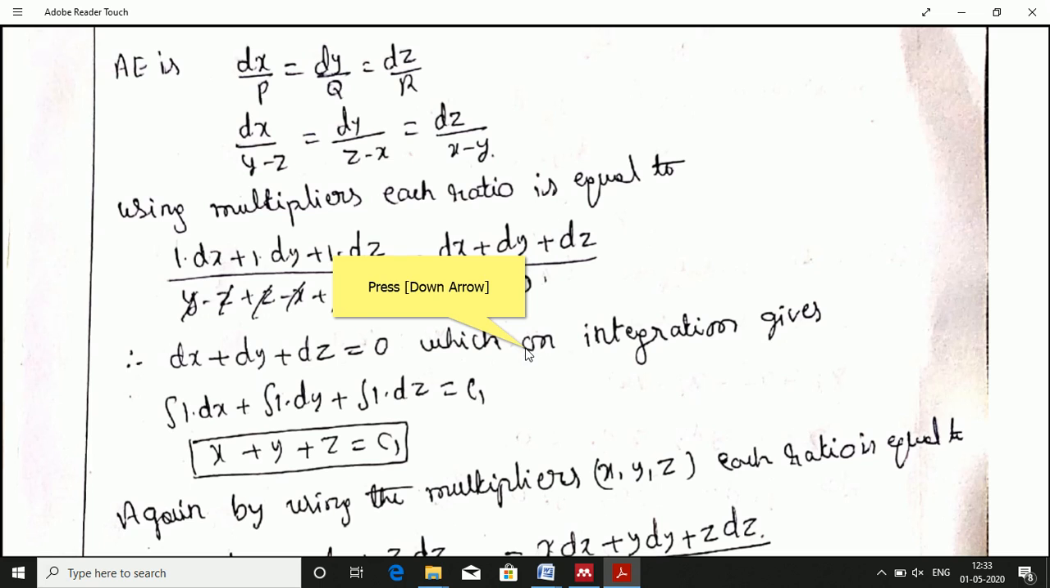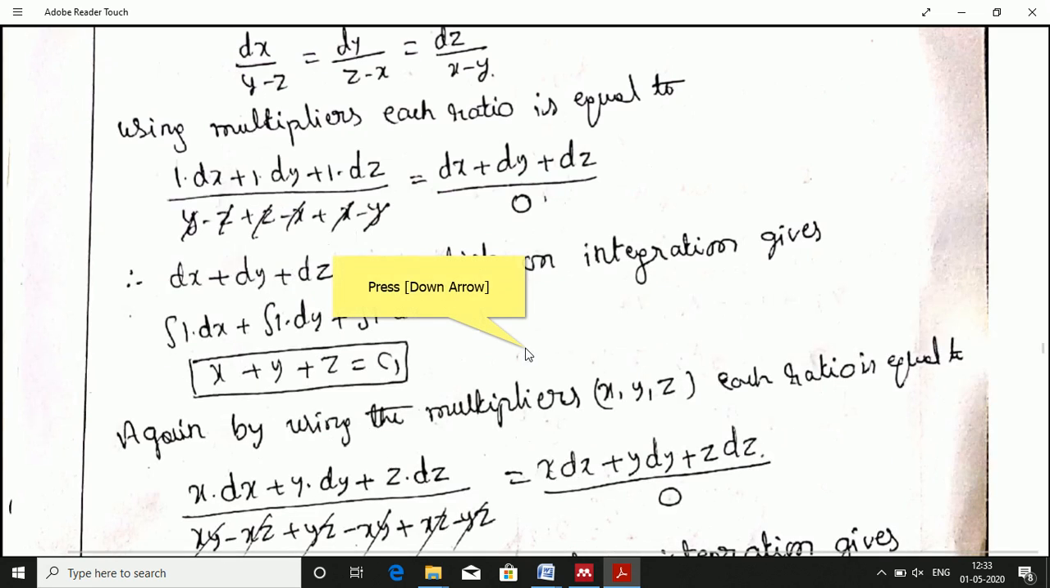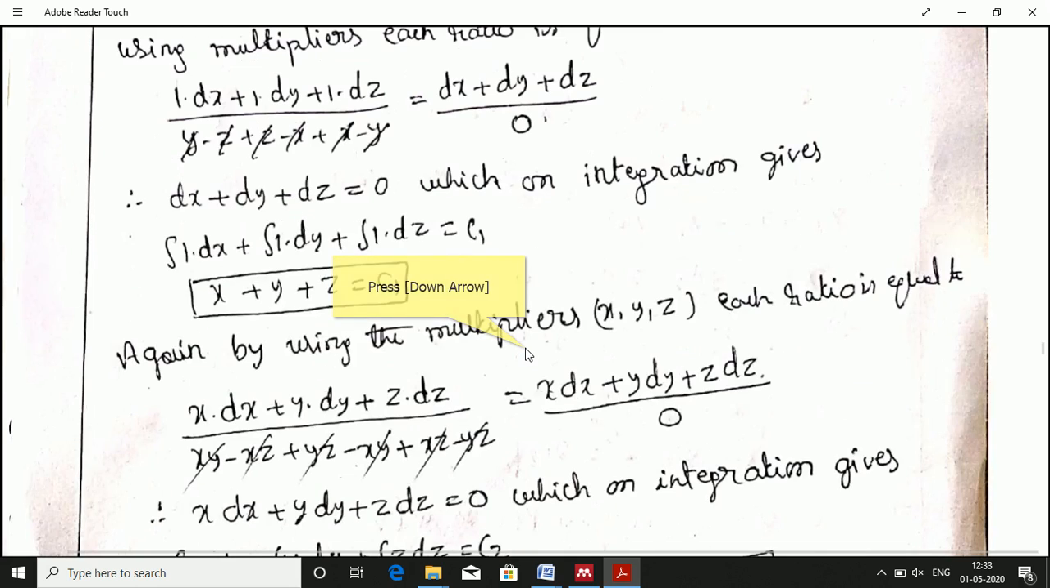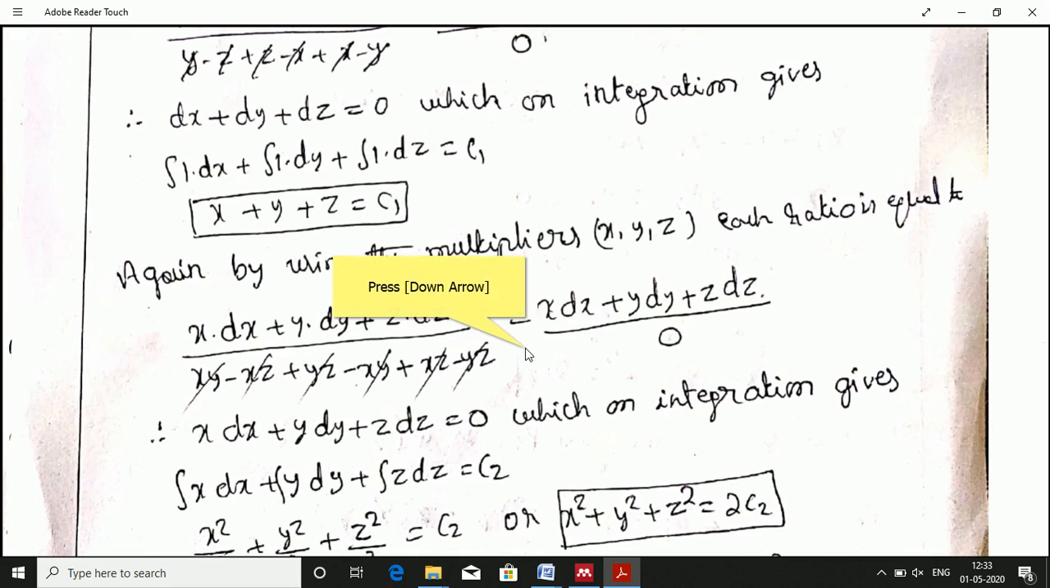Again, using the multipliers x comma y comma z, each ratio is equal to x into dx plus y into dy plus z into dz divided by xy minus xz plus yz minus yx plus xz minus yz. Each term in the denominator gets cancelled. Therefore, x dx plus y dy plus z dz is proportional to 0, or else x dx plus y dy plus z dz is equal to 0, which is also integrable. On integration, x square by 2 plus y square by 2 plus z square by 2 is equal to c2, or x square plus y square plus z square is equal to 2c2.